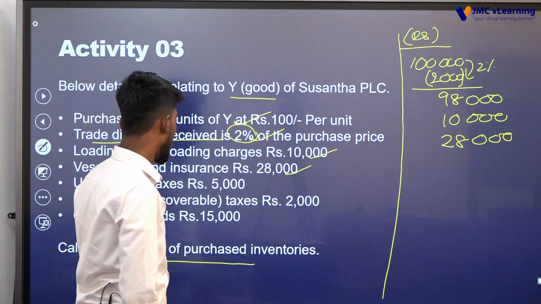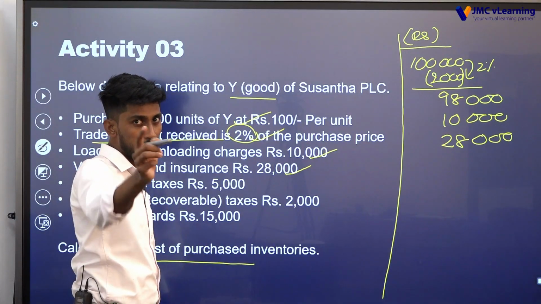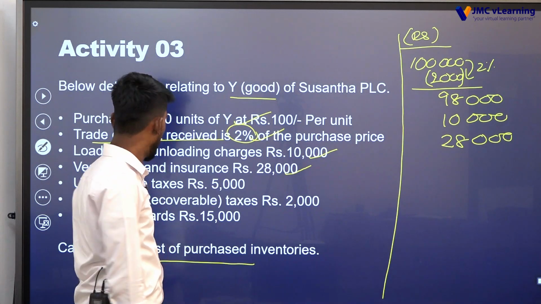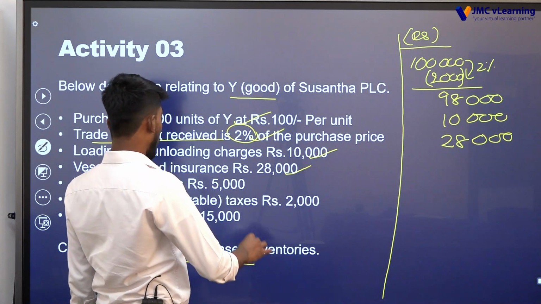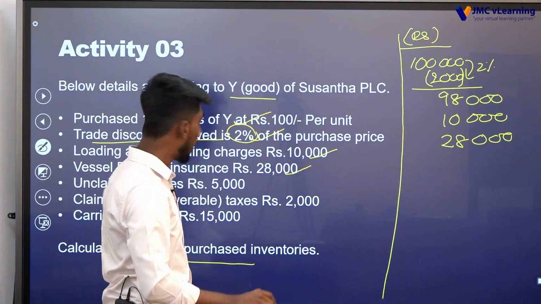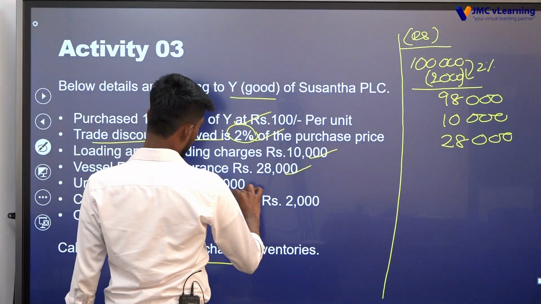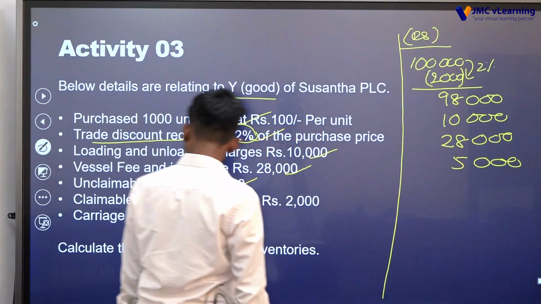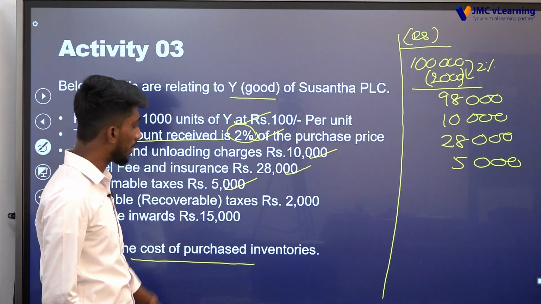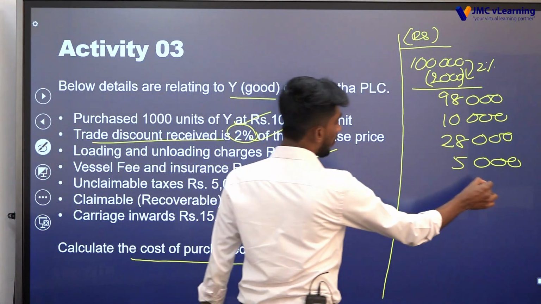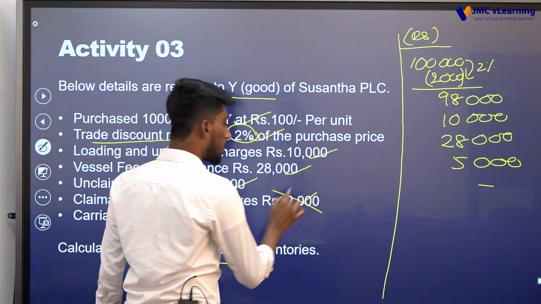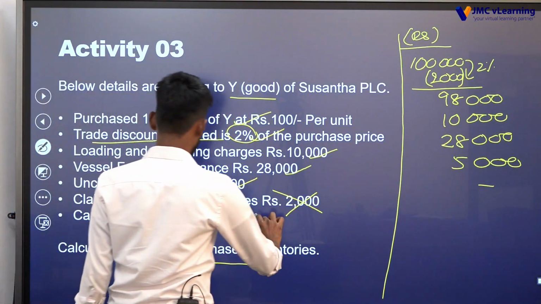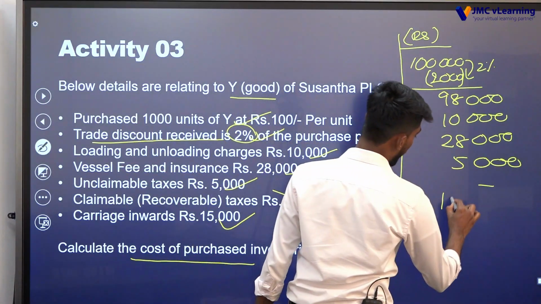Then unclaimable taxes. I told you if the tax is claimable, recoverable or receivable, then we can't take it into the cost. But here it is unclaimable. Therefore we can. Then here claimable, recoverable taxes 2000, we can't. Why? It is claimable. Then carriage inwards, yes. We can take 15,000.